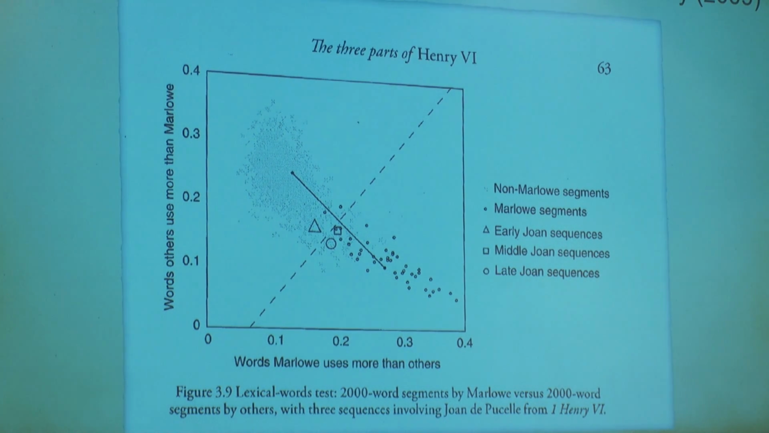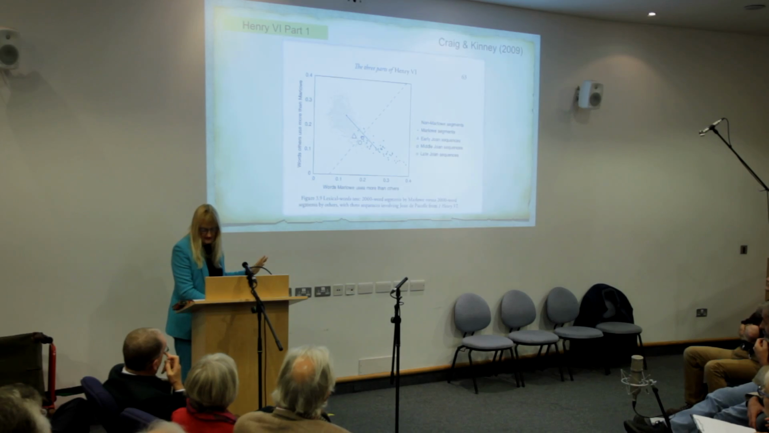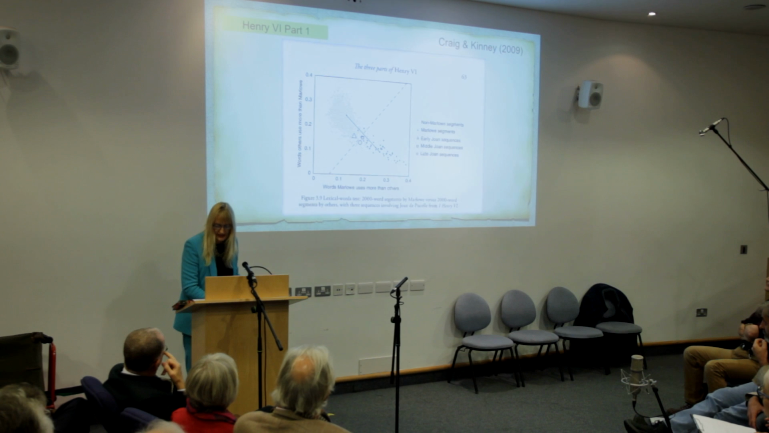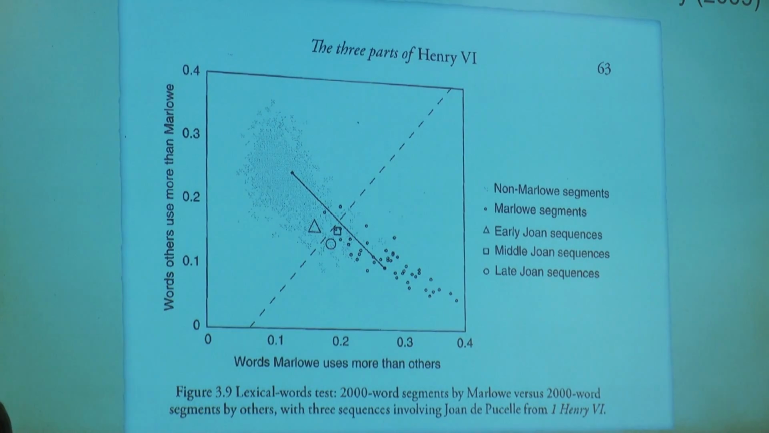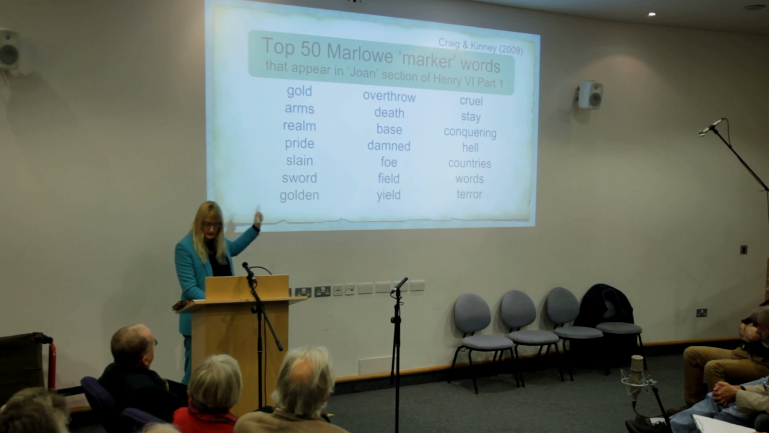And as you can see, let's be fair, they fall bang in the middle, almost on the line that separates this test's version of what constitutes Marlowe and not Marlowe. The differentiation, as far as I can see, is really minimal. I want to drill into this test a little bit further. We're not given all the words that were considered Marlovian, but Craig gives us a sample of words that appear in the middle Jones sequence and are also in the top 50 of Marlowe marker words. Here they are. These are the ones that we're given.